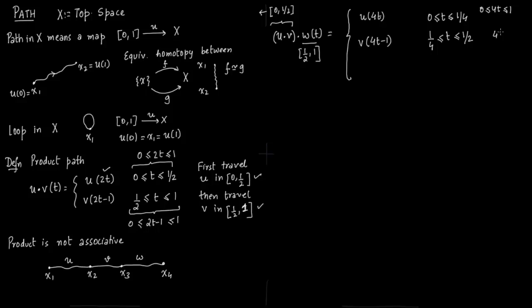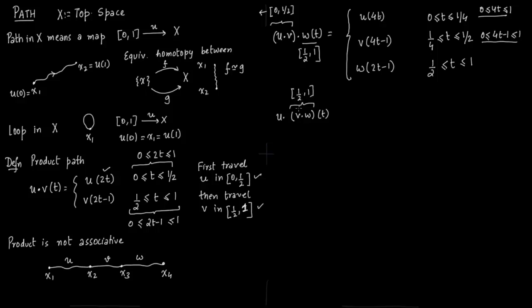4t has to lie between 0 and 1. 4t minus 1 lies between again 0 and 1. And that corresponds to or agrees with 1 by 4 less than or equal to t less than or equal to half. And finally you will have path w traveling from half to 1. Again 2t minus 1 will lie between 0 and 1, and when you rearrange it, you will again get half less than or equal to t less than or equal to 1. Now you first travel u, and the second part is the product of v and w.